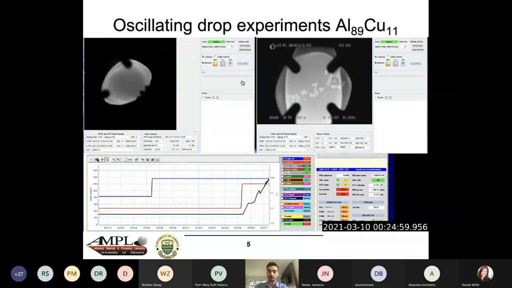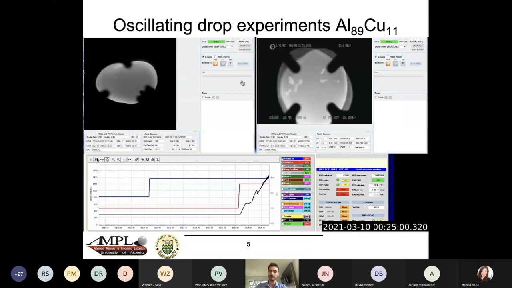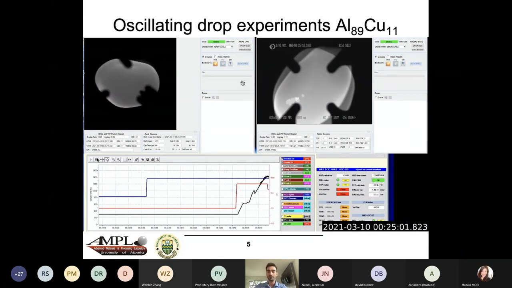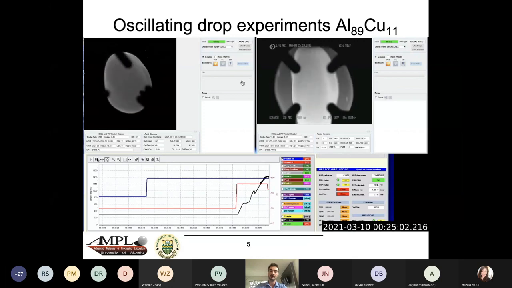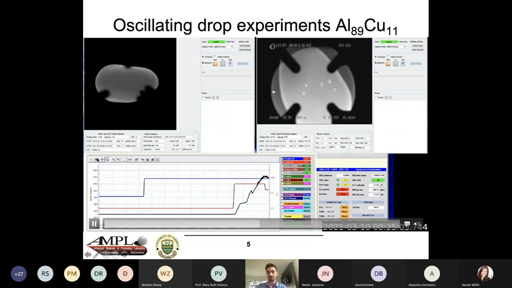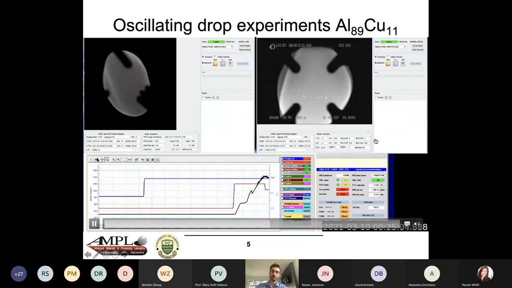And then when the oxide layer is completely removed, this is when we want to wait for the sample to be stable and then do our thermophysical property analysis. I'm going to show you that on the next slide.